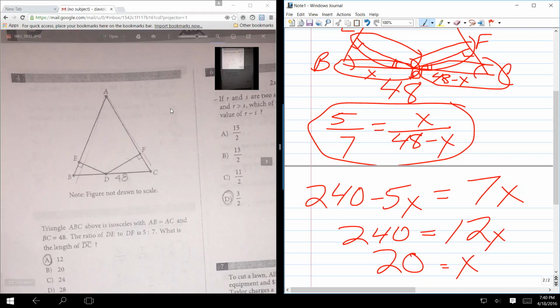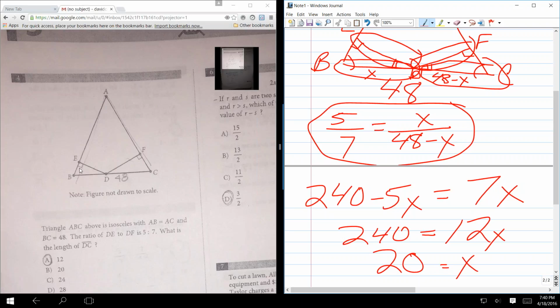If you're dealing with geometry on the SAT or ACT, it's almost certainly going to be similar triangles. They love similar triangles, so look for similar triangles. And the one thing you know about similar triangles is that the corresponding sides are proportional.